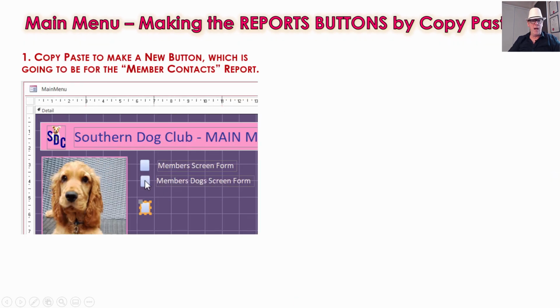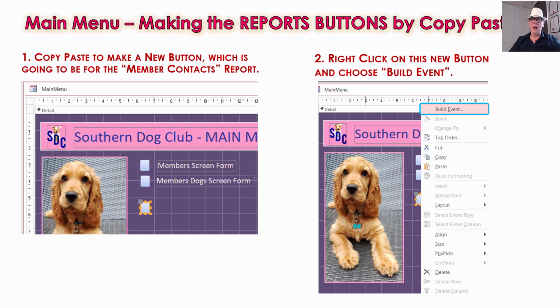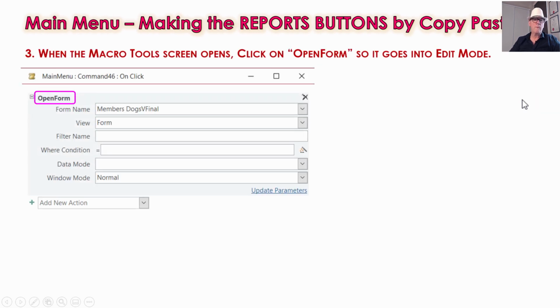All right, so copy and paste, Control-C, Control-V, or right-click, copy, right-click, paste. Either way, we get ourselves a brand new button down here, and make sure that button is highlighted, and right-click on that button that's highlighted and choose Build Event, like we've been doing. In the build event, at the moment it's on open form. This is an open form event, which is set up there for when you click that button. Now what we need to do is delete this whole event and then use this plus sign to make a different event.